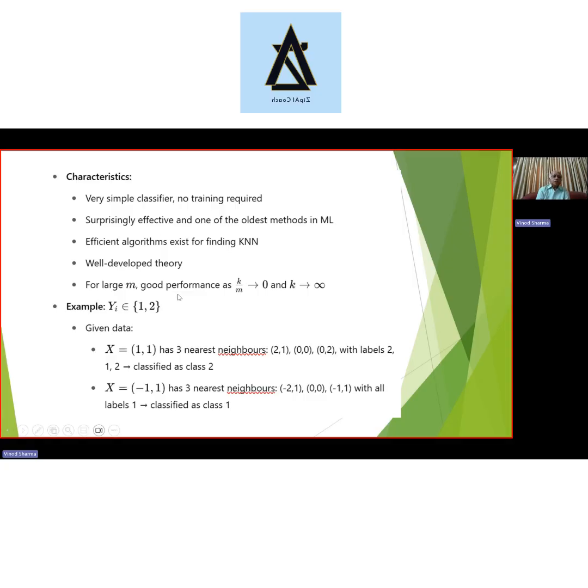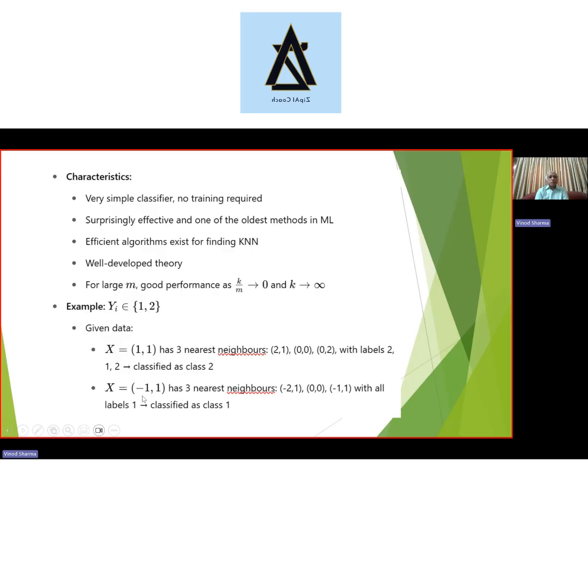Example of this: let's take a two-class problem. So the yi labels will be 1 or 2. Data is in R2, and the K we choose is 3. Suppose you want to classify x = (1, 1), and the 3 nearest neighbors in the training sequence are (2, 1), (0, 0), (0, 2), with the corresponding labels 2, 1, 2. So among the 3 labels, the majority label is 2, therefore x will be classified as 2.